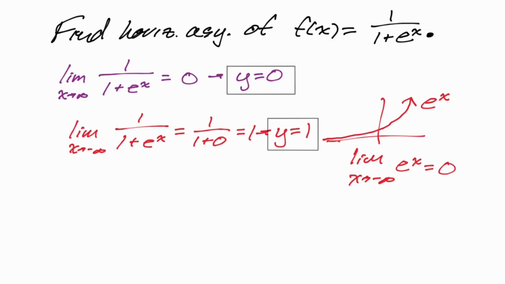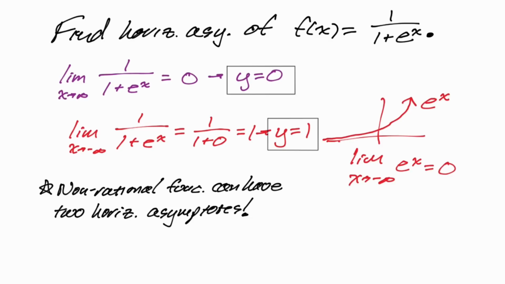Also, this function has no vertical asymptotes because 1 plus e to the x has a horizontal asymptote at 0, and you're moving it up by 1, right? So you're never going to have a vertical asymptote there. On the other hand, if you had 1 minus e to the x, that does have a 0, so you do get a vertical asymptote. So just be on the lookout for those sorts of things. But crucially, non-rational functions can have 2 horizontal asymptotes.